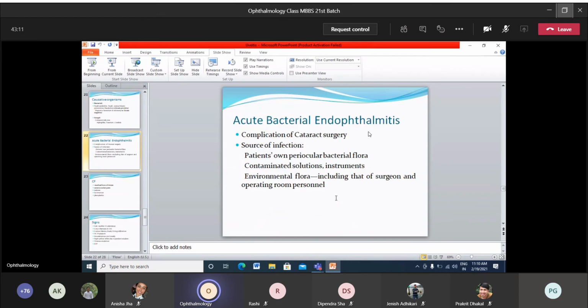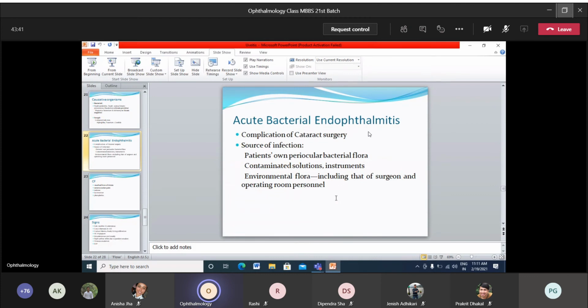Now coming to acute bacterial endophthalmitis, it's a main complication of cataract surgery. So we have to prevent this endophthalmitis, because it's a very dreaded condition. It's a complication of cataract surgery, or for that matter any other intraocular surgery, but however more often seen in cases of cataract surgery, though not that common nowadays.